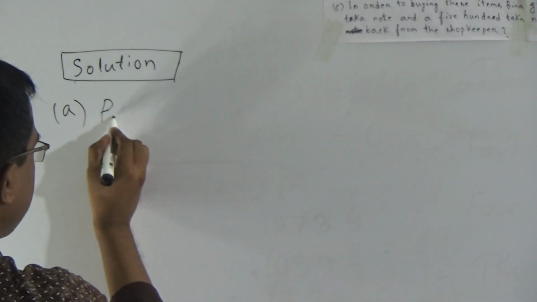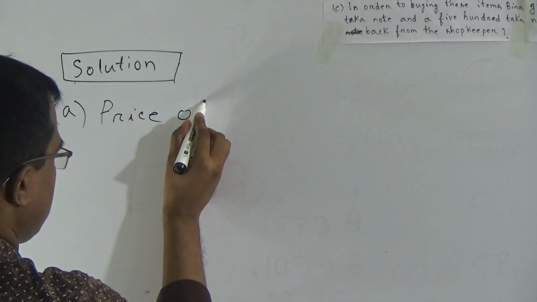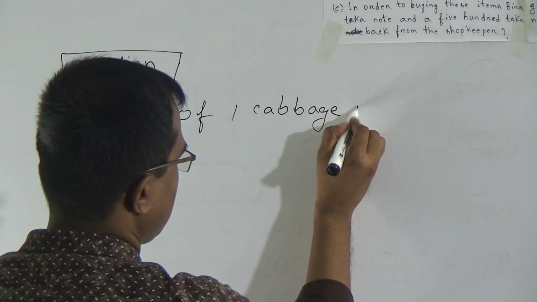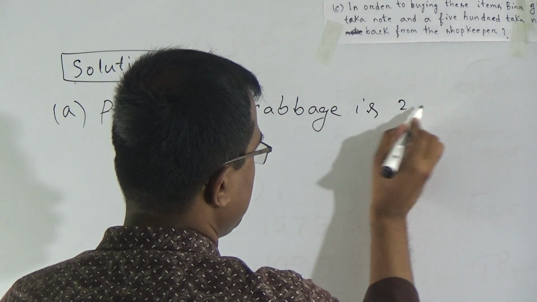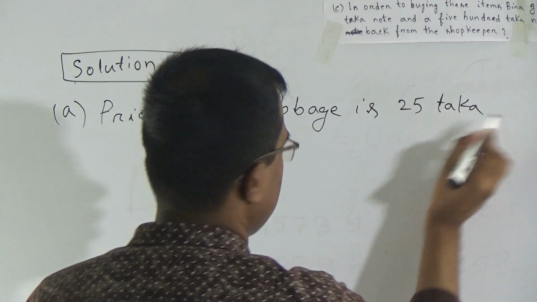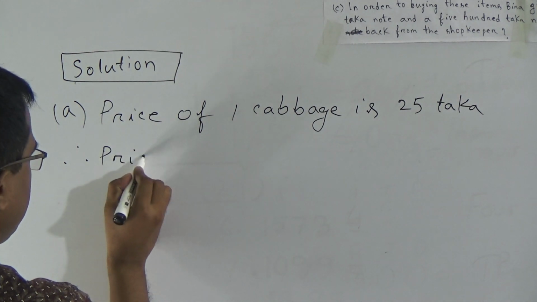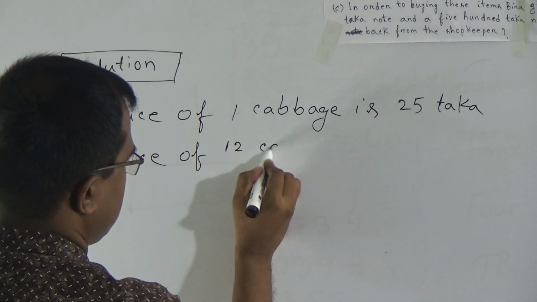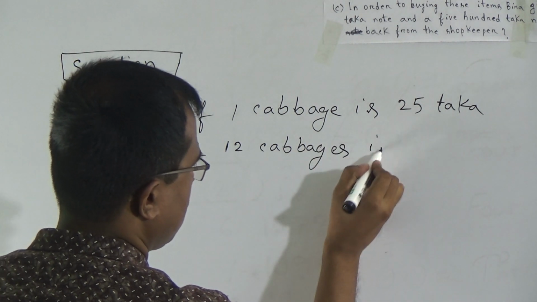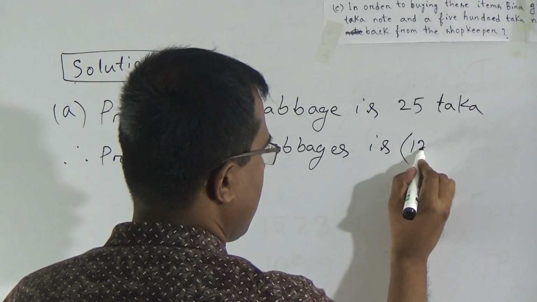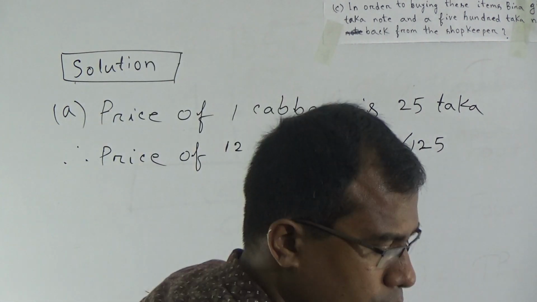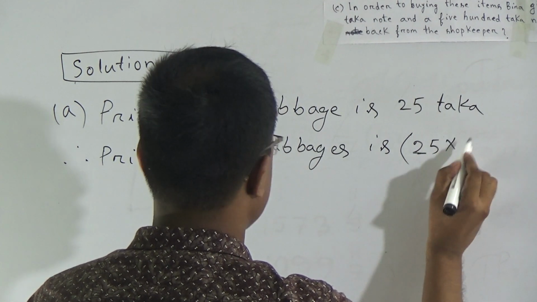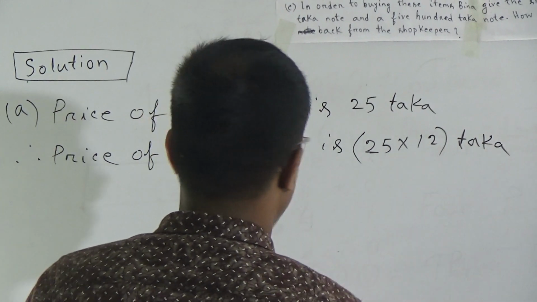Here the price of 1 cabbage is 25 taka. Therefore, the price of 12 cabbages will be 12 times 25. That means 25 multiplication 12 taka.